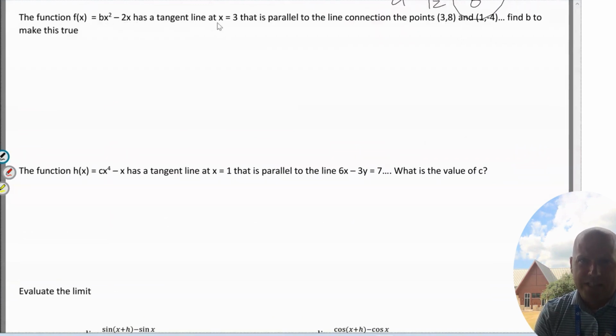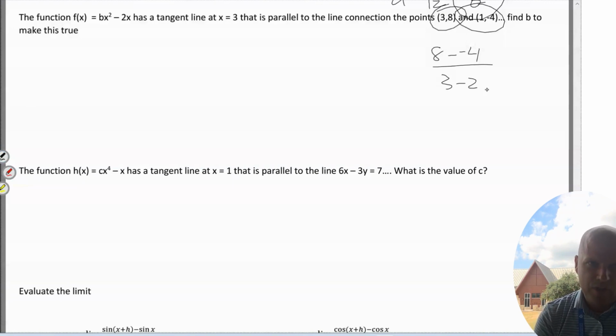This has a tangent line at x equals 3 that is parallel to the line connecting these points. Find b to make this true. How do you find the slope between 2 points? Use the slope formula. Little do you know, but every single time you find your slope equation, you're actually using the slope formula.